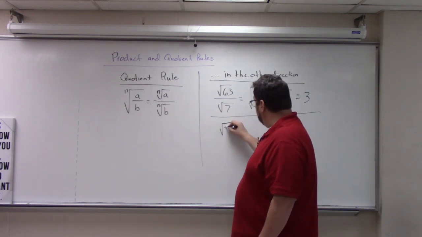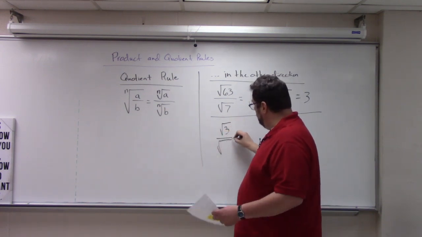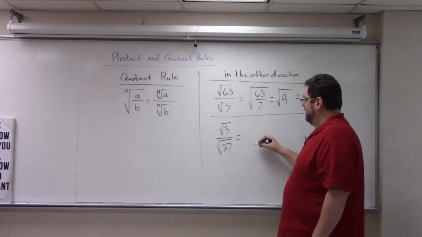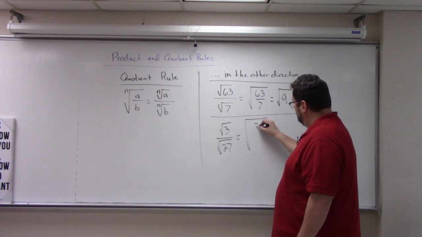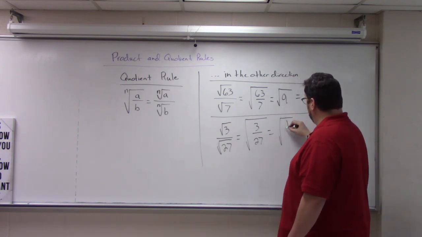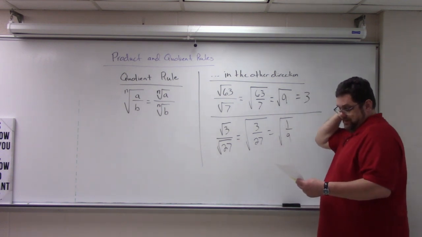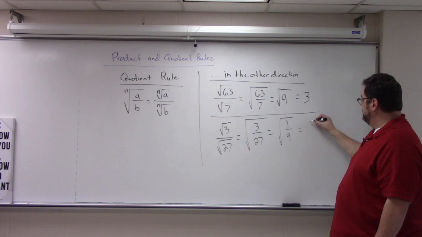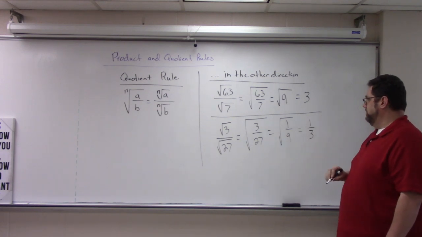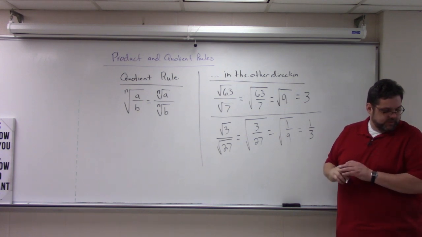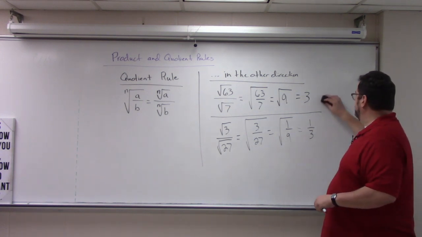The square root of 3 over the square root of 27. Again, it's the square root of 3 over 27. That's the square root of 1 over 9. And then I'm not going to break it up, but we know we take the square root of the top and the square root of the bottom. Okay? Let's do one more.